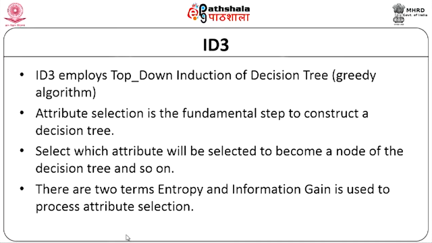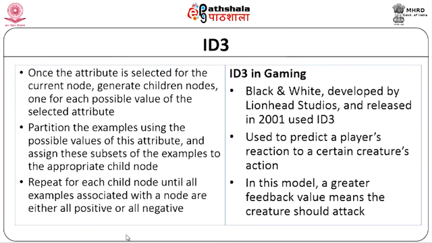There are 2 terms that are associated: entropy and information gain are the 2 terms used to process this attribute selection. Once the attribute is selected for the current node, you generate the children nodes, one for each possible value of that attribute, and then partition the examples, as we have already spoken about, and assign subsets of the examples to each of the partitions. Repeat for each child.